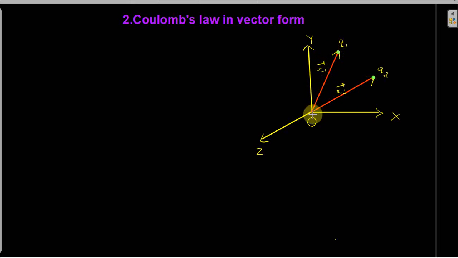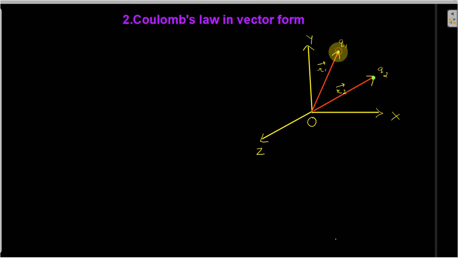We will draw a position vector. How to draw a position vector? We will draw an arrow from the origin to the charged particle. So this red color line is the position vector for the q1 charge, and r1 is the position vector name. Similarly, from O to q2 we will draw a red color line, that is the position vector of q2, and the name is r2.